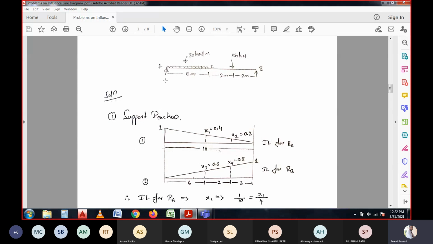So if you take a point over here, let me show with a marker here. So this is a unit load at the particular point. If it is a unit load, then what would be the coefficient value for a distance of 6 meters from the left end?